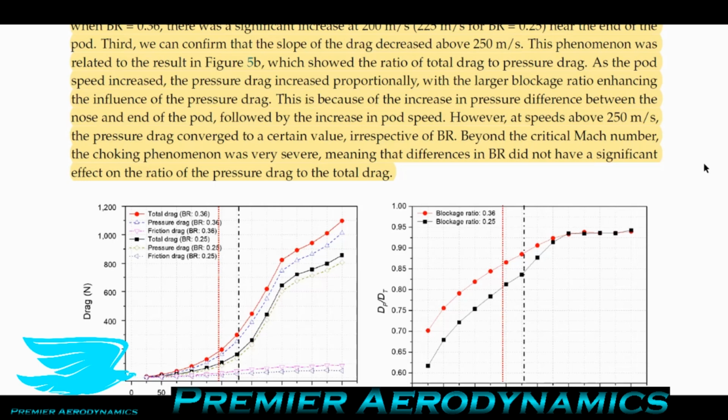So beyond the critical Mach number, the choking phenomenon was very severe, meaning that the differences in the blockage ratio did not have a significant effect on the ratio of the pressure drag to the total drag.